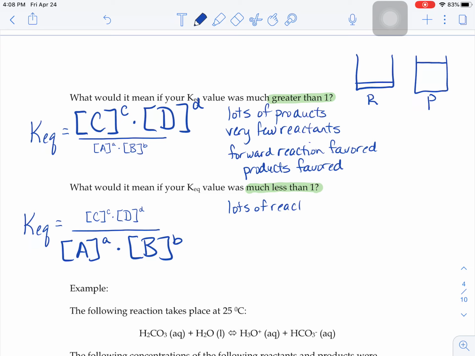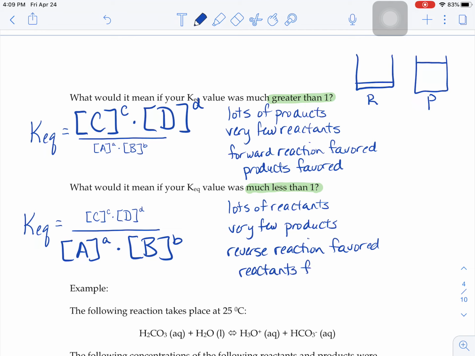Lots of reactants, very few products, and we would say that the reverse reaction is favored, or you might hear it called a reactants favored reaction. If you think about it in terms of those beakers, reactants, and products, if it's a reactants favored reaction, lots of reactants, very little products once that reaction equilibrium has been established.